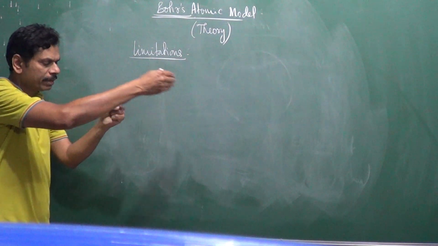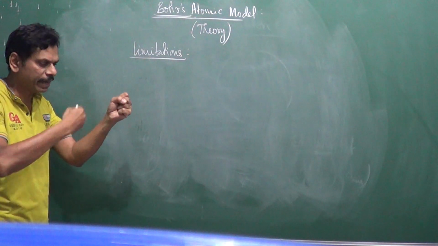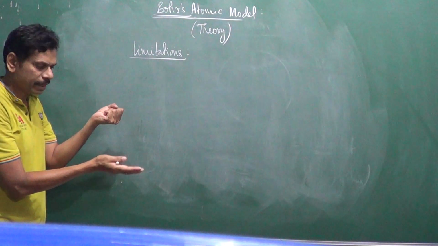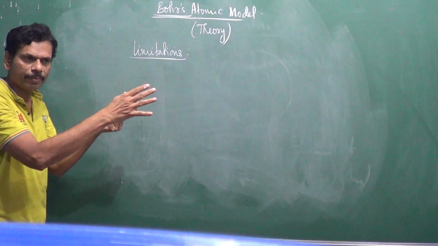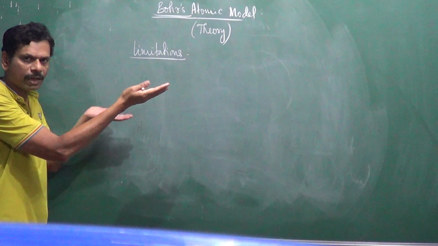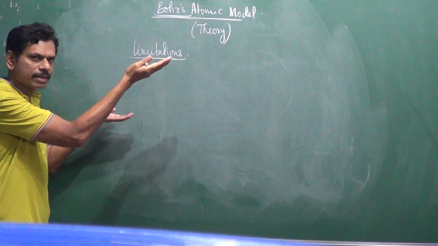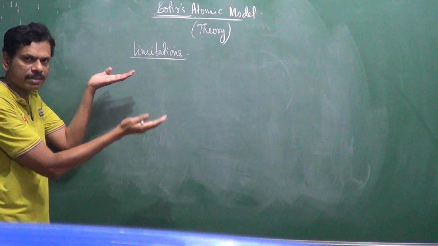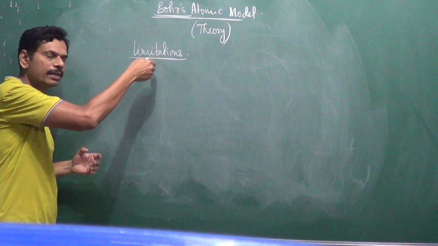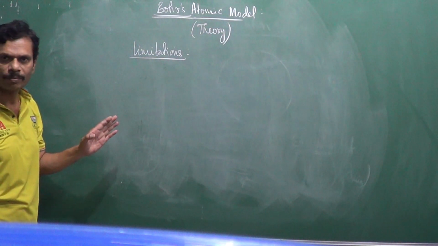And according to Einstein's theory, whenever an electron or any body is moving, as the velocity changes, the mass also changes. As the velocity increases, mass increases. As the velocity decreases, mass decreases. That idea he has not implemented.